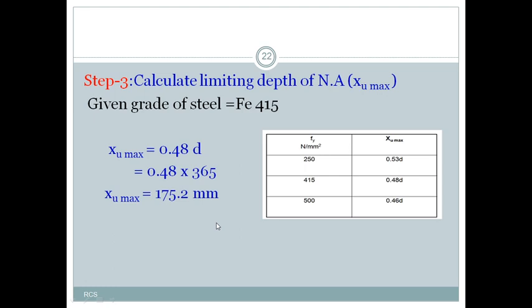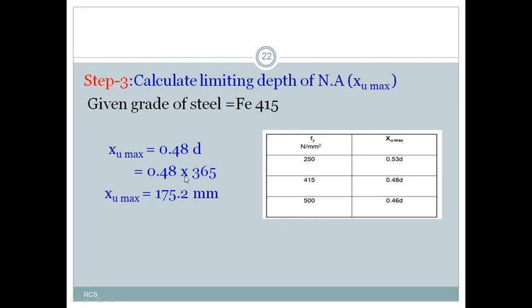Then calculate the limiting depth of neutral axis, that is Xu max, or I can say Xu limit also. This value depends upon the grade of steel you are using in this problem. The grade of steel is Fe415. The corresponding Xu max is 0.48 D. Just write that equation here: Xu max equal to 0.48 D.